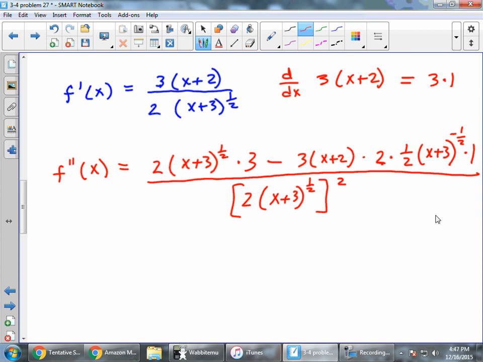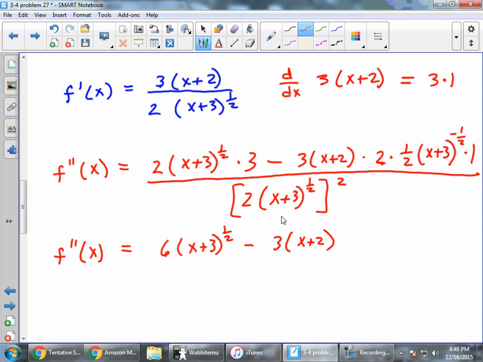Okay? And now that looks a little messy, but we can definitely clean that up. So f double prime of x equals, we have a 2 and a 3, so we can go 6 times x plus 3 to the 1/2 minus, let's just leave that one there. We can mess with it later, but that 3 times x plus 2, this is kind of a singleton.